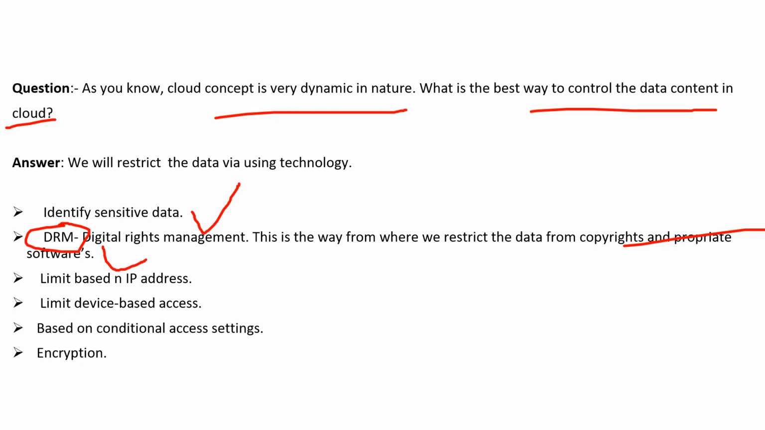The third restriction we should keep is to limit based on IP addresses. Next is to limit device-based access based on conditional access settings, and last is encryption. So guys, these are certain access restrictions we can use to control the data content in cloud. Next slide.